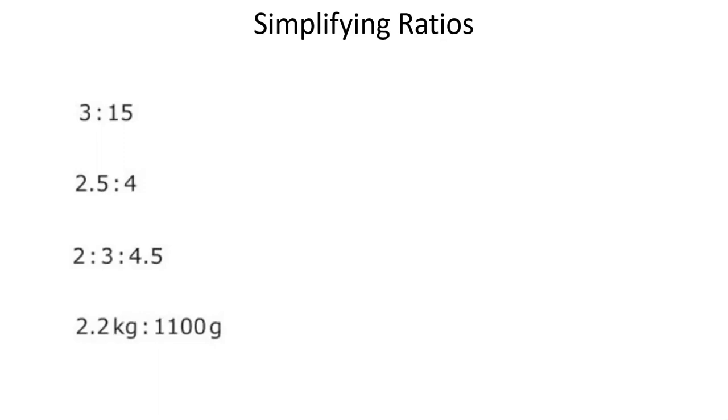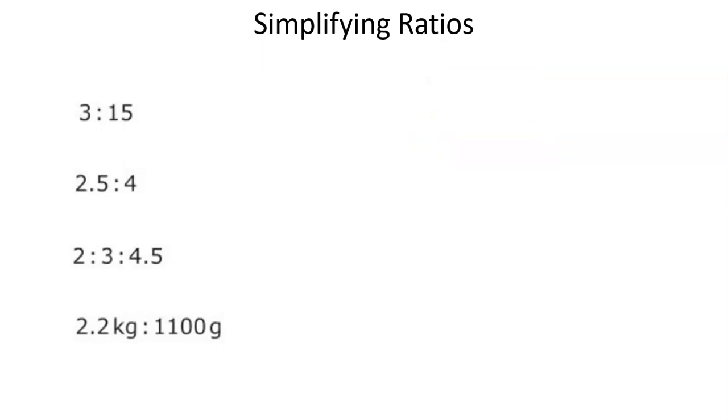Hello, and this time we're talking about simplifying ratios. If you've ever done simplifying fractions, like if you've got 5 over 10, the top number and the bottom number, 5 goes into both of them. So 5 divided by 5 is 1, 10 divided by 5 is 2. Simplifying ratios is exactly the same thing.